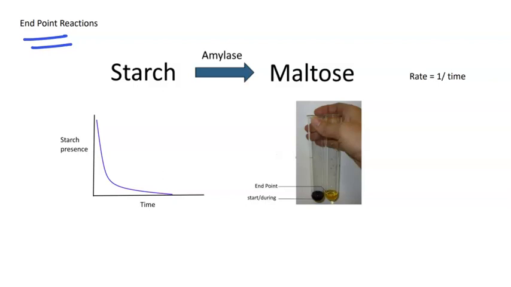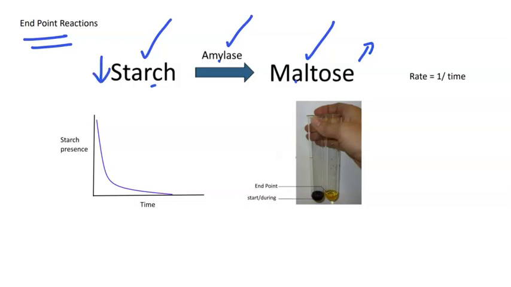So let's take a look first of all at endpoint determinations. The classic experiment of this nature is the conversion of starch to maltose by amylase. Of course, what happens when we do this experiment is that as the amylase turns the starch into maltose, the maltose concentration increases and the starch concentration decreases.